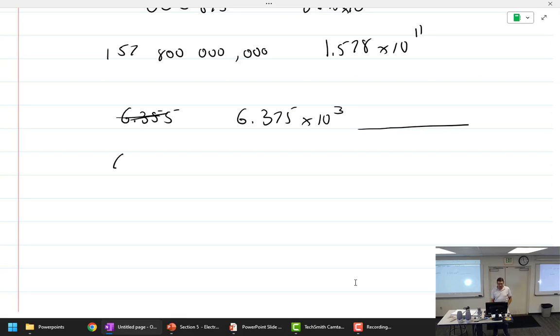Is 63.75 times 10 to the third proper scientific notation? No. Why not? It's not between 1 and 9. What would proper notation be? 6.375 times 10 to the fourth. And you're just moving it over one more. So if we're going to add one more, I have to add plus 1. Or just take it out and then count and do it all over again. So, all right, that's all we got there.